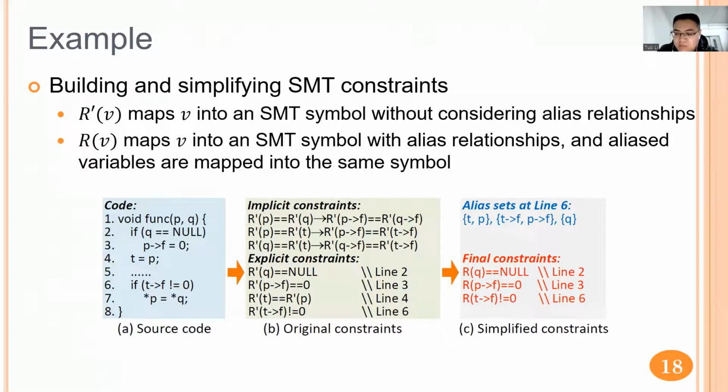Moreover, if P1 and P2 are data structure pointers of the same type, each of their fields F should be equal. Thus, we need to add implicit constraints as shown in the top of figure B, in which the arrow means implication.